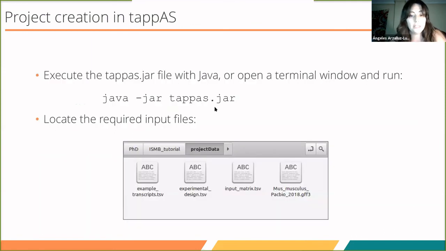So in order to create a project in tappAS, we first need to run the application either by double clicking on the tappAS.jar file or by running the java -jar command as shown in the slide. Before we proceed, it's very important to locate the input files that were made available before the tutorial. I think Liz just shared the link with you via the chat. And we will need to provide them to tappAS upon project creation, as I will explain in a minute.